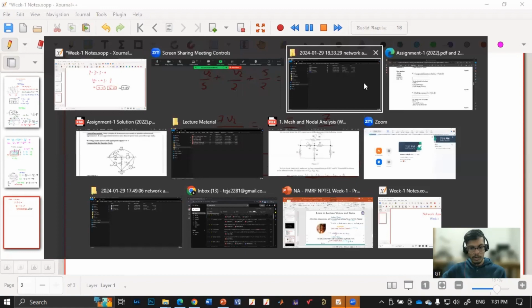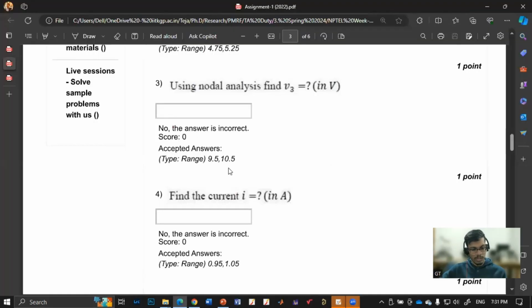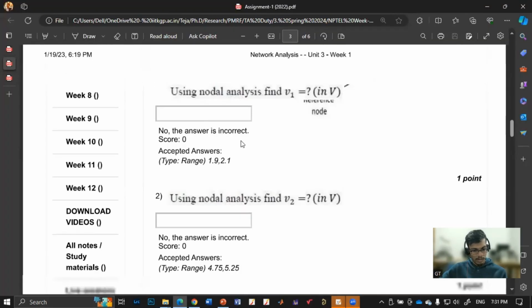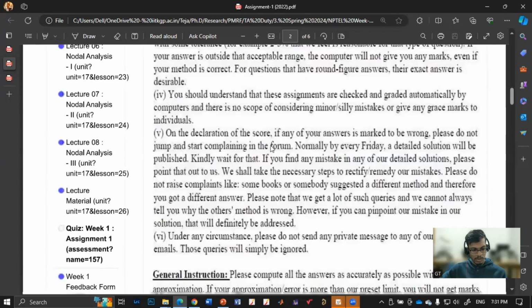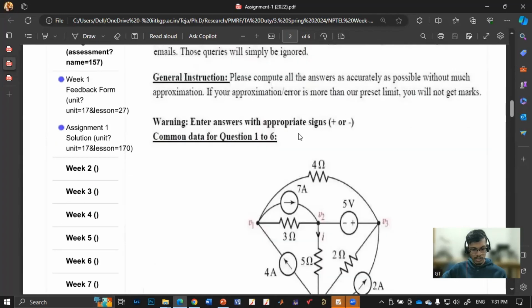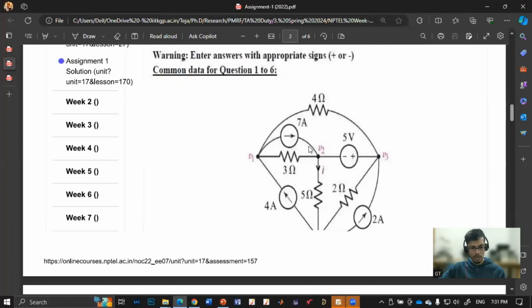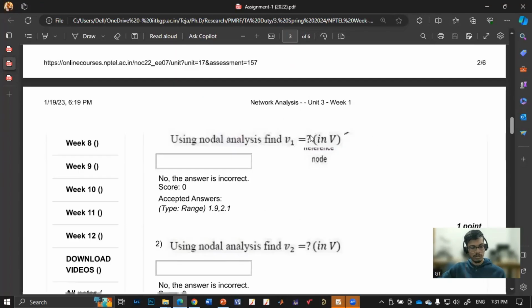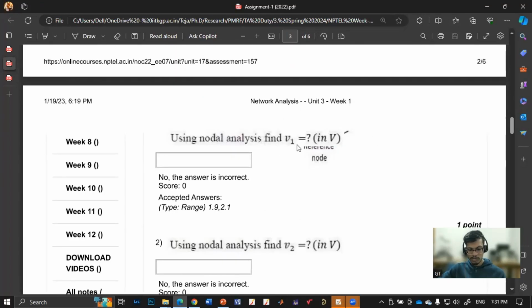We'll go back to our question and see what the question is. This is a paragraph question, so it comprises questions from 1 to 6. Once you solve this, you will be able to solve the sub questions. Question 1 asks, what is V1? We got 2 volt.